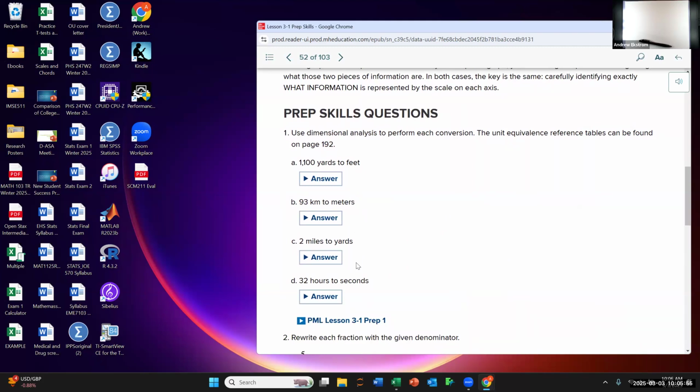So how did you all do with the conversions here on the exam that you had? Anyone willing to admit that they ended up going to Google and typing in 1,100 yards to feet just to see what it was saying? So no one's going to admit that, and it's going to look like, no, I didn't do anything.